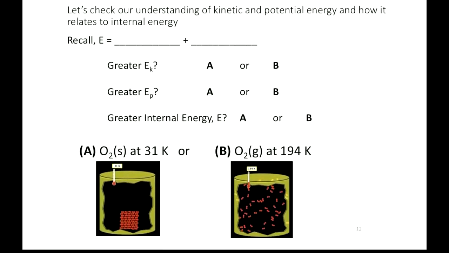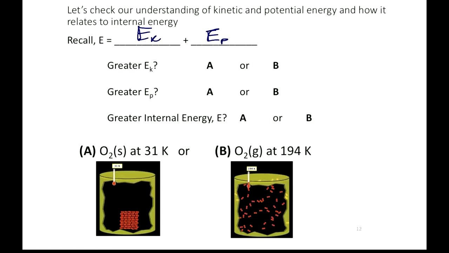I've done enough talking here. Let's check our understanding of kinetic and potential energy. Internal energy is E. Do you remember what internal energy of our sample is? Yes, the sum of kinetic and potential energy. So let's remind ourselves of that: kinetic energy plus potential energy. Let's look at these two containers here. Which one has the greater kinetic energy?